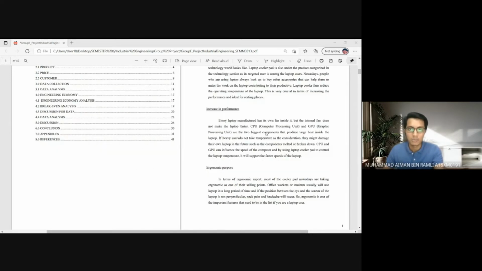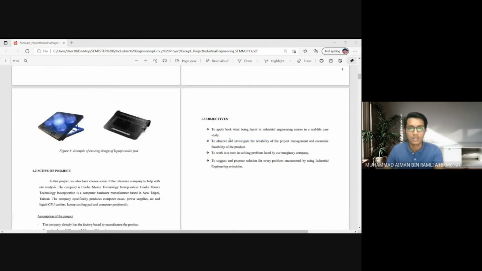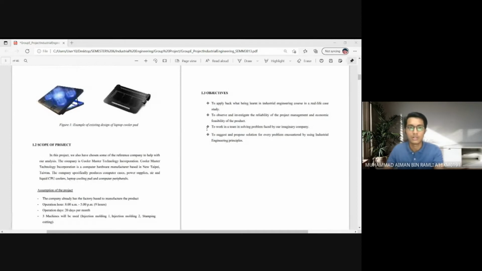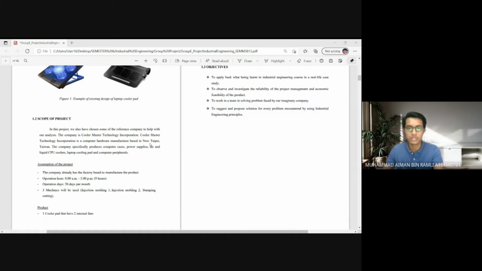The next thing, the laptop cooler pad also has an ergonomic purpose, which is that the current design of the laptop cooler pad is considered ergonomic as one of the features in its design. So in this project, we have our own manufacturing reference or company reference, which is Cooler Master Technology Incorporation, based in Taiwan. This company has produced electronic gadgets and also things related to technology.